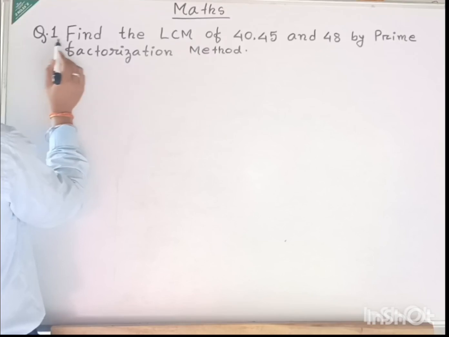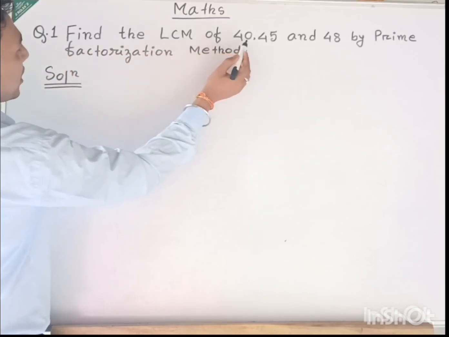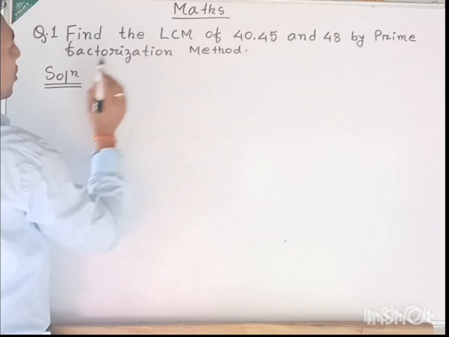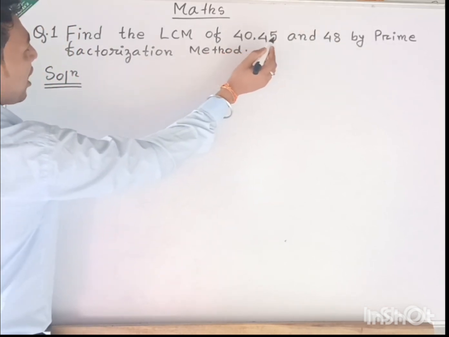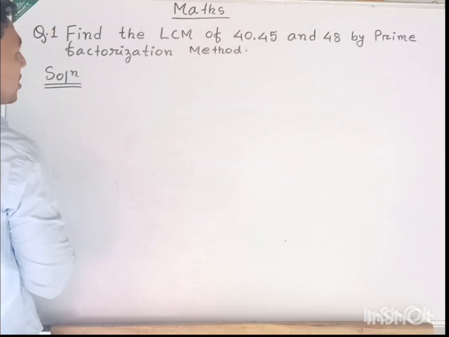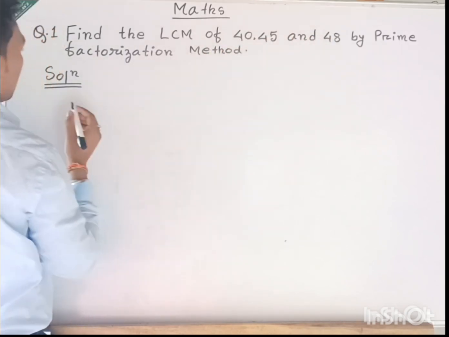In question number 1, we have to find the LCM of 40, 45 and 48 by prime factorization method. To find the LCM of 40, 45 and 48 by the prime factorization method, in the first step, I'll find the factors of these three numbers.